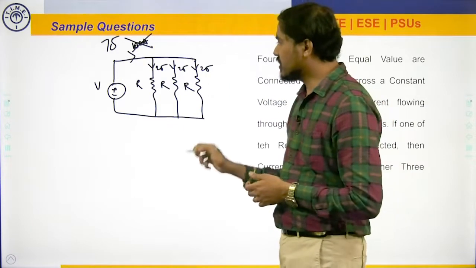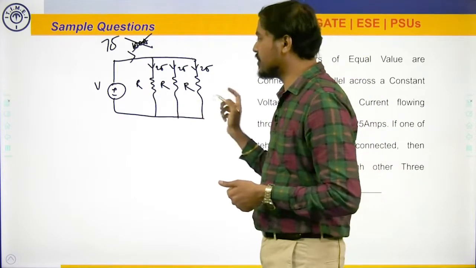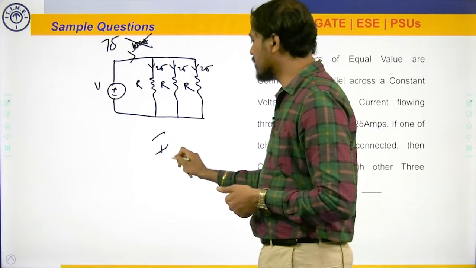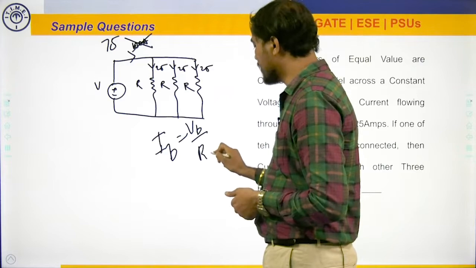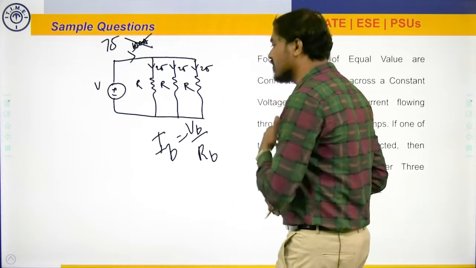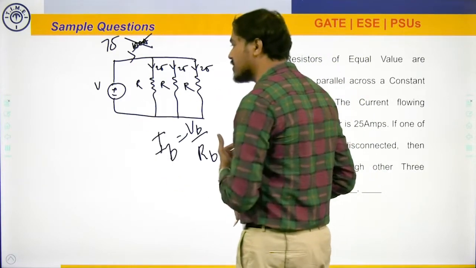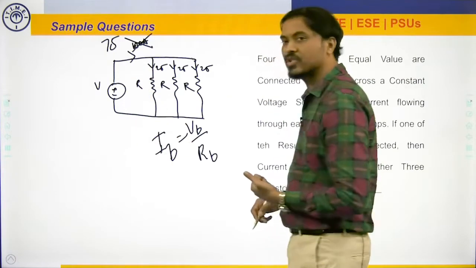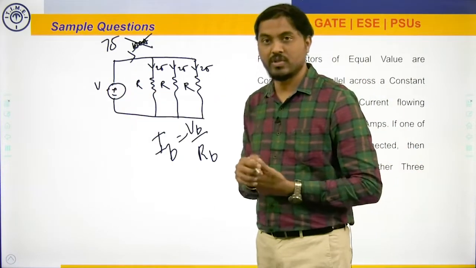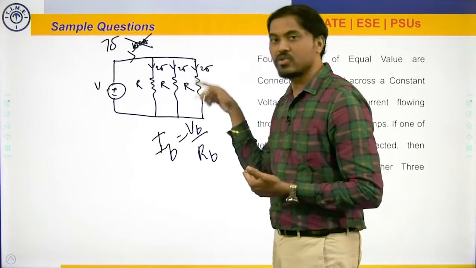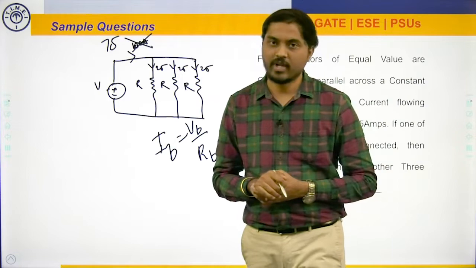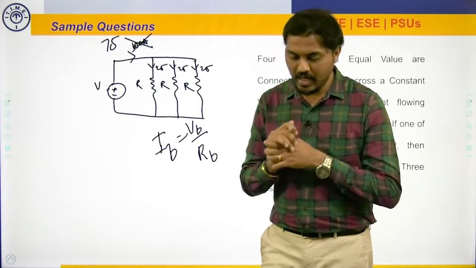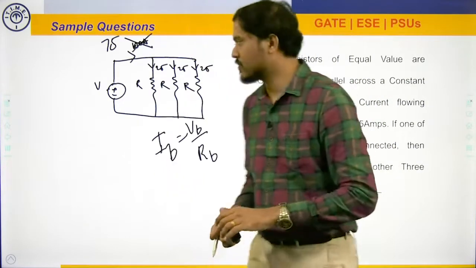Why? Because what I am asking you is the branch currents. As you know, branch current is equal to branch voltage divided by branch resistance. When I disconnect one of the resistors, neither the branch resistance changes nor the branch voltage changes, because it is a constant voltage source. Then why would the currents through the 3 resistors change? So, what is the answer? 25, 25 and 25.